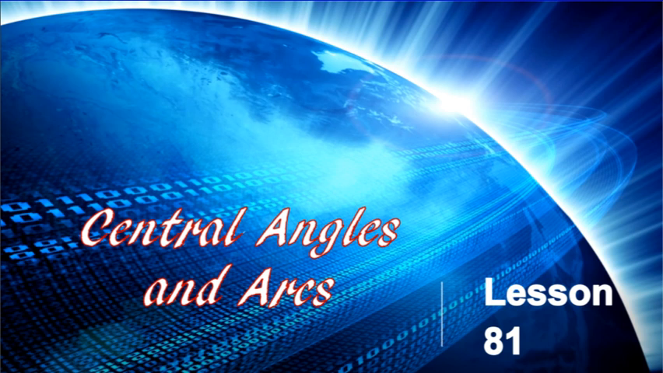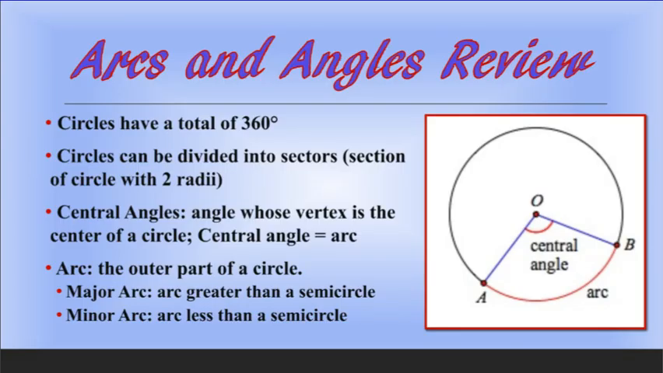Lesson 81, central angles and arcs. First off, let's look at what are arcs and angles. So to review that, all circles have a total of 360 degrees. And the circles can be divided into sectors, or sections of a circle with two radii.